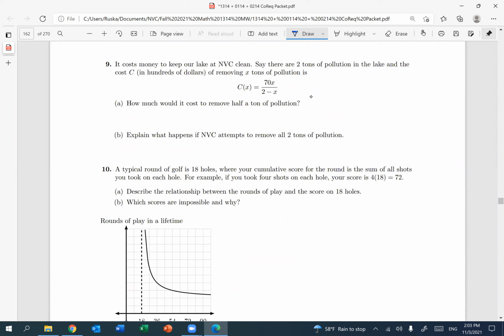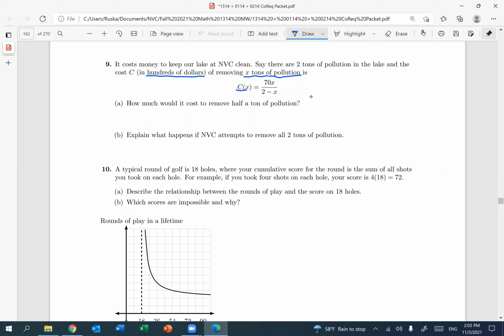Number 9 says, it costs money to keep our lake at Northwest Vista clean. The function C represents the cost in hundreds of dollars of removing x tons of pollution. This is the function given: 70x over 2 minus x. Now, how much will it cost to remove half a ton of pollution? So x is the pollution.